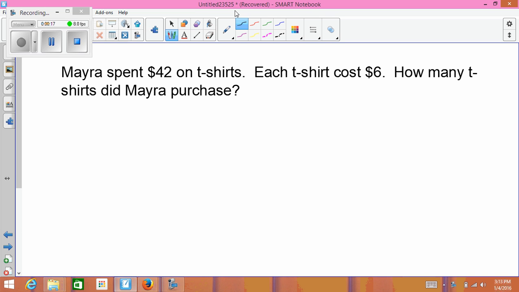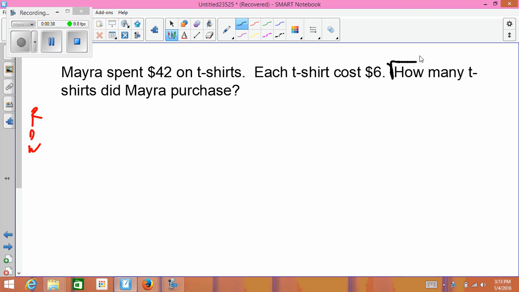So before I start, let's do our RDW: read, draw a model, and then write your answer process. And then let's go ahead and read the question. As we're reading, we'll mark it up, we'll box our question, we'll underline the math words, etc. So Myra spent $42 on t-shirts. Each t-shirt cost $6. How many t-shirts did Myra purchase?